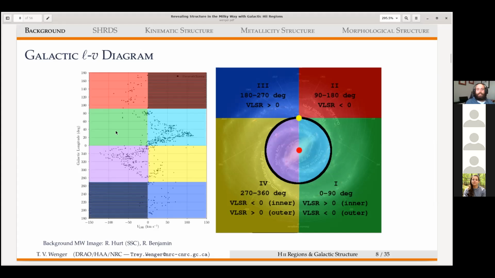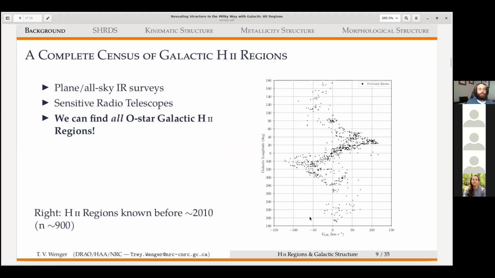So for example, you can see quite clearly that there aren't many H2 regions here in the green part of the LV diagram, which is to say that there aren't many H2 regions out here in the outer part of the galaxy in the first quadrant. That was our first hint that maybe the census was incomplete, because we expect there to be H2 regions there. There's plenty of molecular star-forming gas there, so there should be some star formation going on. And second, if you just count up all of the H2 regions, there were about 900. That's far less than what we see in some other external galaxies that are Milky Way-like. So the census was incomplete, and it was time for us to go find the rest of the H2 regions.